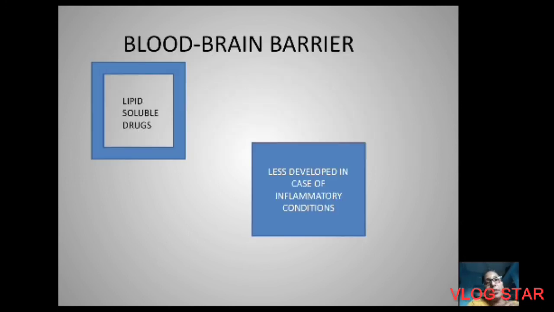Now, the blood-brain barrier is another compartment which is involved in distribution. The blood-brain barrier is mainly made up of lipids. That is why lipid-soluble drugs can easily cross the blood-brain barrier. In inflammatory conditions like meningitis, it will be less developed. And since it is less developed, the dose of antibiotics in case of meningitis should not be reduced until the infection is completely eradicated.